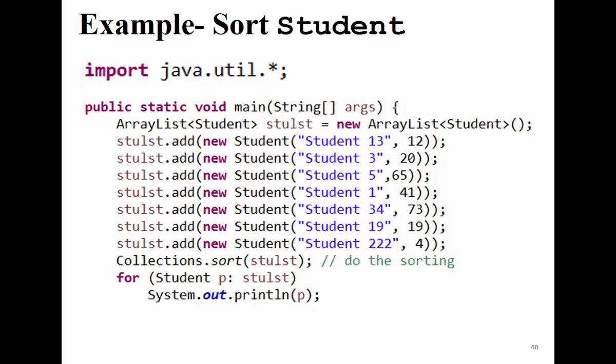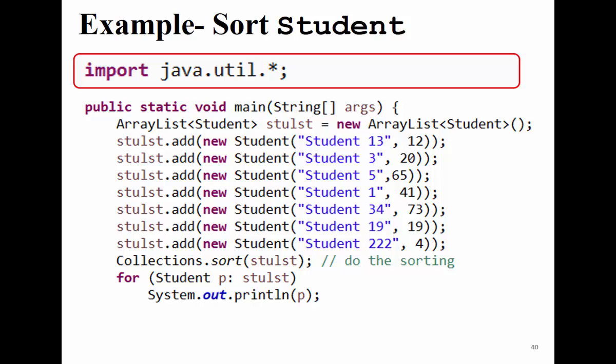Okay? For example, here we have an array list of students. And we add the students 13, 3, 5, 1, 34, 19, and 222 with some kind of value associated to each student. So we create new students and we add them to the list. And we ask Collections.sort to sort it for us. And then we go with a for loop over the students inside the array list, and we print them out.